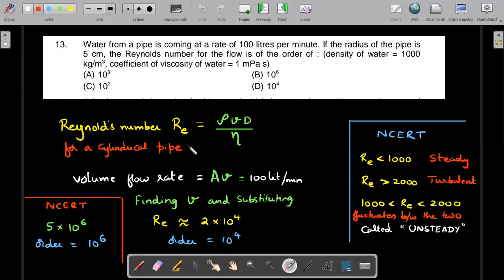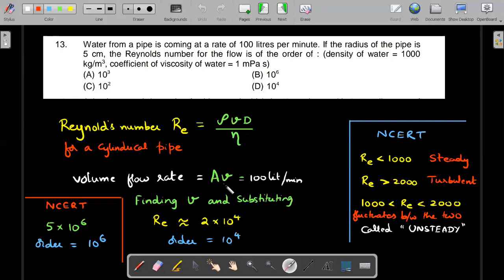So for a cylindrical pipe, the Reynolds number is rho v into diameter. Please do remember this is diameter, not radius, so we have to convert this 5 to 10. And divided by eta. Eta is the coefficient of viscosity. He didn't give velocity v directly, he gave the volume flow rate. Can you see that AV has been given as 100 liter per minute? So one more exercise that you have to do is to convert all these into meter cubes and seconds.